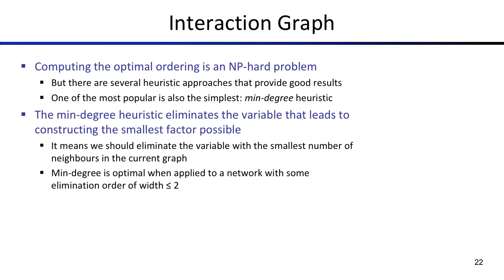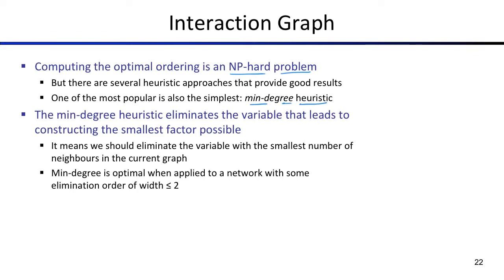So we have some bad news here. It's saying that computing the optimal ordering is an NP-hard problem. So it means that in the worst case, it's going to be exponential in time. So finding this optimal ordering may be very hard to do in practice. But what we can do is use some heuristics in order to get a good ordering, something that will work in practice and will give us the final result in a reasonable amount of time. And there is one heuristic that is very popular and very simple to implement. It's called the min degree heuristic.